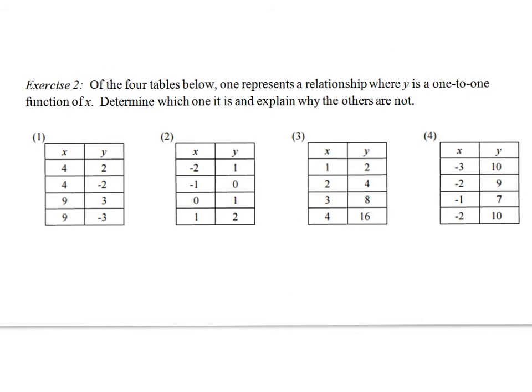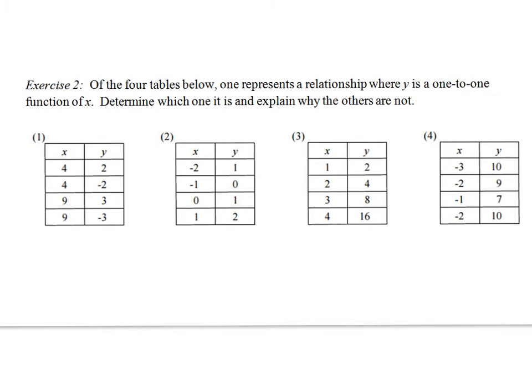In exercise number 2, we have to remember, first of all, our definition for a function, that every x has to be matched only with one y value. But then we're going to want to look at which tables of values also show one-to-one functions, where every x has one y and every y has one x.